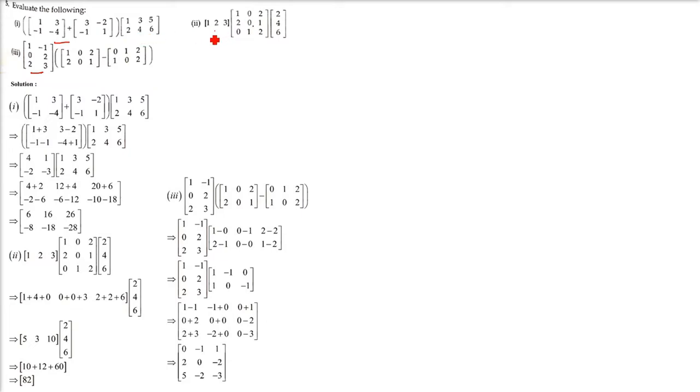So the second one I'm going to do, you have to do the first and third; I'll just tell you. This is 1 and 3. So you'll get 3, and this 1, -1, 0, -2, sorry, -4, 1 is -3. Now multiply this with 1, 3, 5, 2, 4, 6. I just added two matrices and tried to multiply. Now this multiplication you'll be able to do. Okay, so this is the answer.